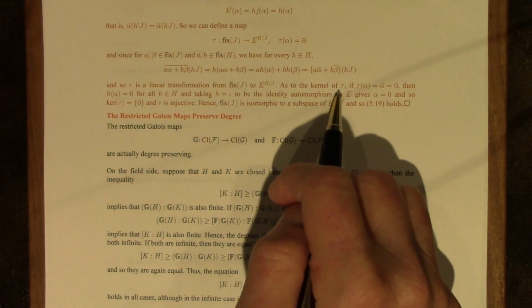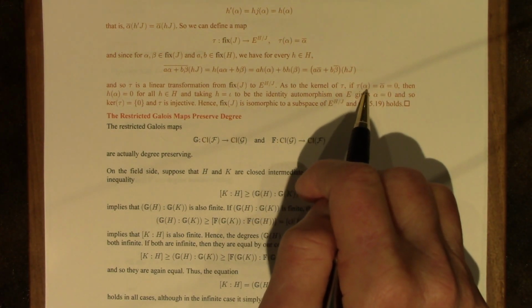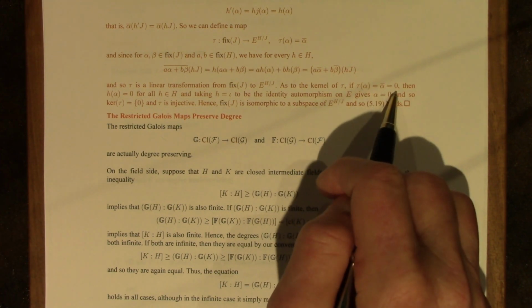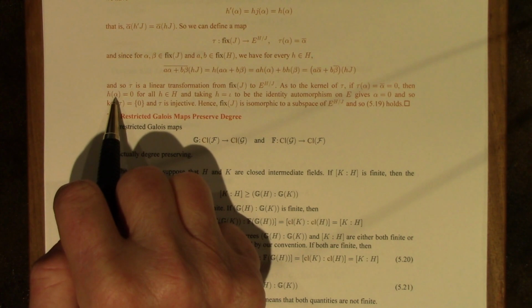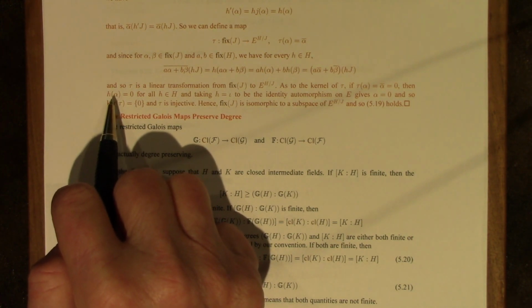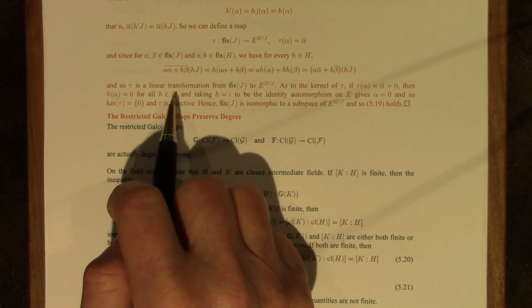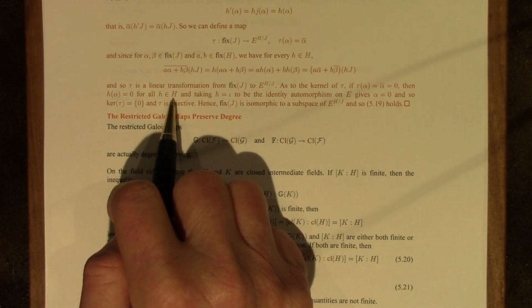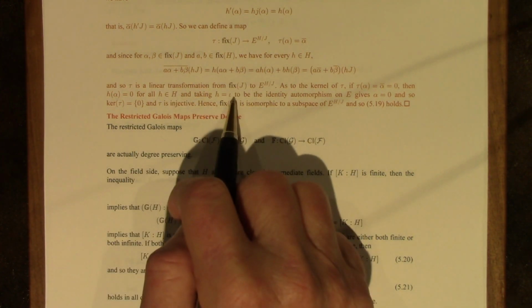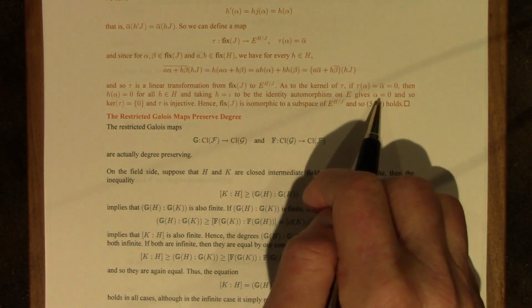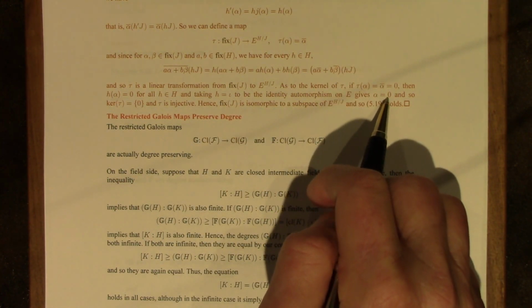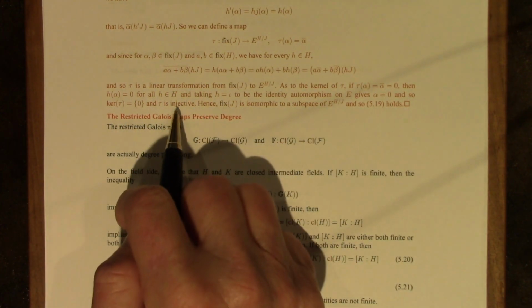Also, as to the kernel of tau, if tau of alpha, which is alpha bar, is 0, then evaluation at alpha is 0, so h alpha is 0 for all little h in capital H. One of these elements is the identity on E. It belongs to H. H is a subgroup of the Galois group of all automorphisms of E that fix F. So the identity is included there, and that means alpha is 0. So the kernel of tau is trivial, and tau is injective.